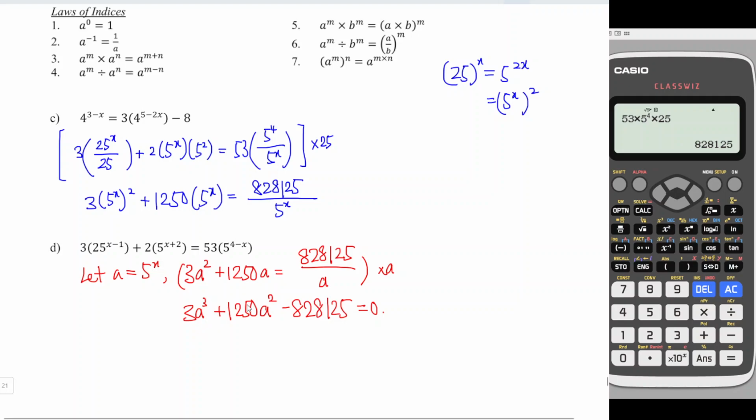We can try and error to obtain the first factor and factorize completely, or we can make use of the calculator's equation function. So we have polynomial degree 3. The first coefficient is 3, then 1250. C is missing, so put 0, and the last one negative 828,125. When we press equal, we can see that there is an i, which means that the answer may contain complex numbers.